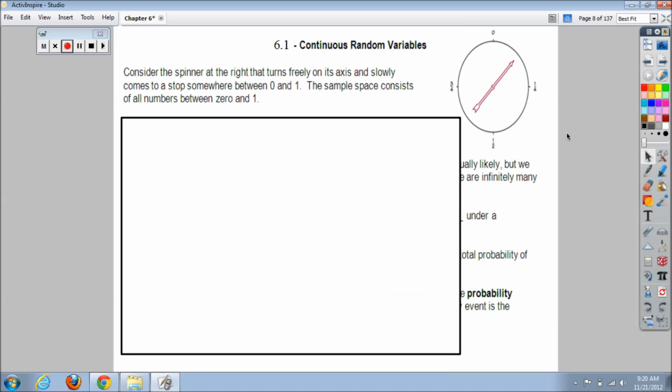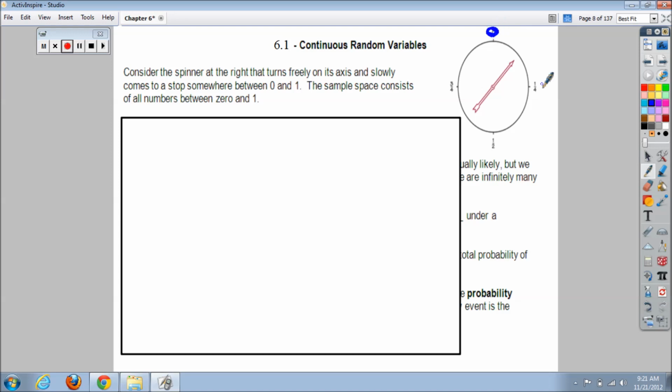On to continuous. Now we're not going to spend a lot of time on continuous. We have talked about continuous random variables before, back in Chapter 2. So I will discuss that at the end of the notes here, but we have done continuous random variables in some way.